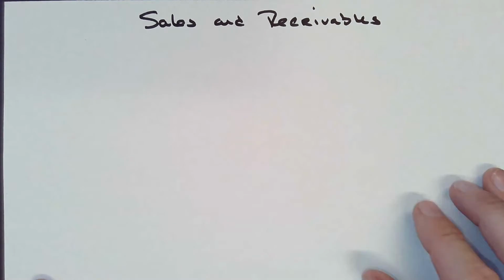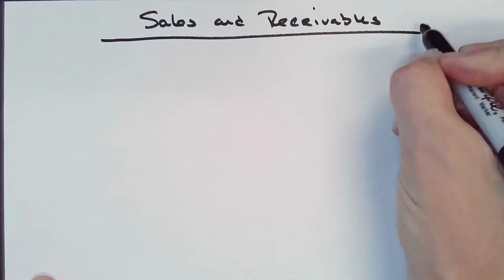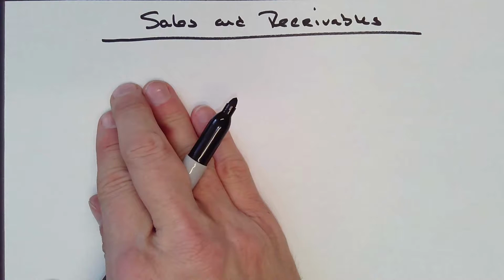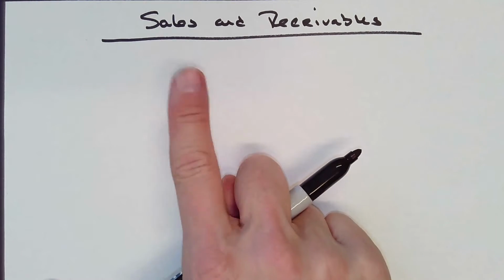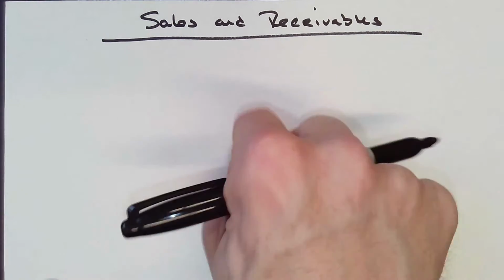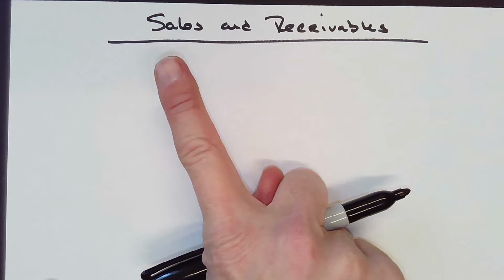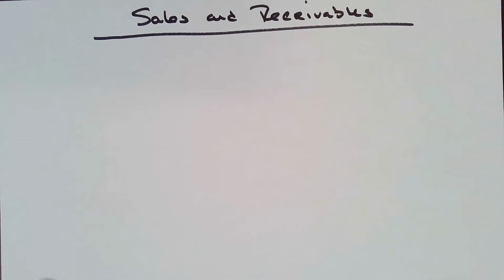Okay, sales and receivables. So when I book a sale, the only thing I care about right now is the sale. I'm not worried about sending the inventory. Just focusing on the sale transaction only. That's it. Sale, receivable. Sale, receivable. That's all I'm worried about.